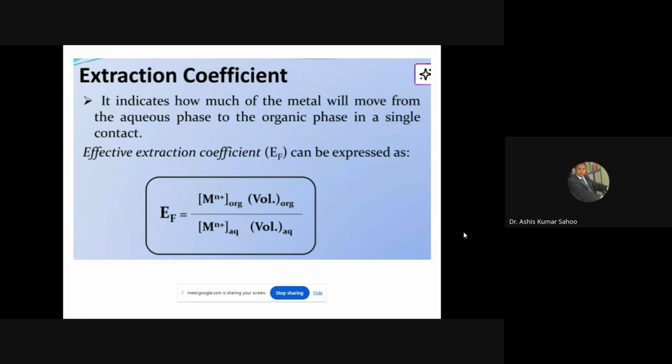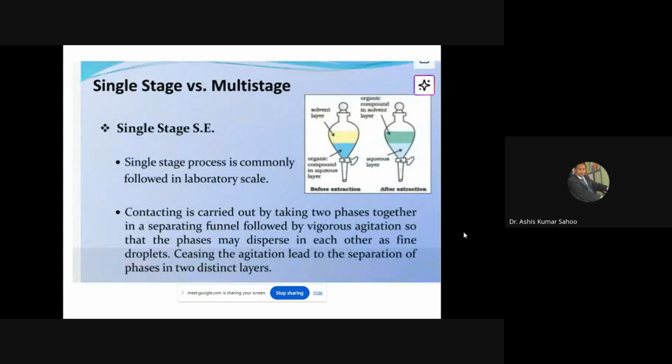The effective extraction coefficient can be expressed as the concentration of ion in the organic phase multiplied by the volume of organic solvent, divided by the concentration of ion present in the aqueous solution multiplied by the volume of aqueous solution. So, single stage versus multiple.